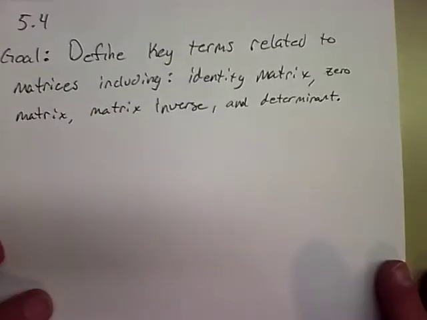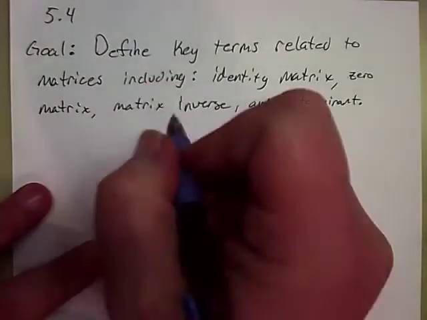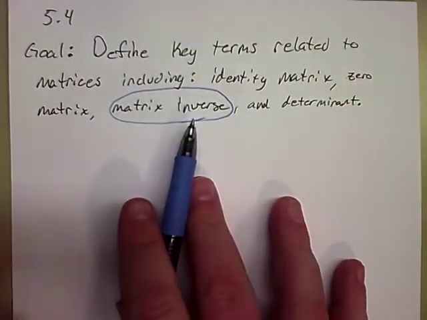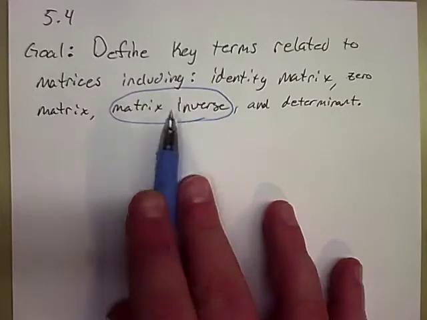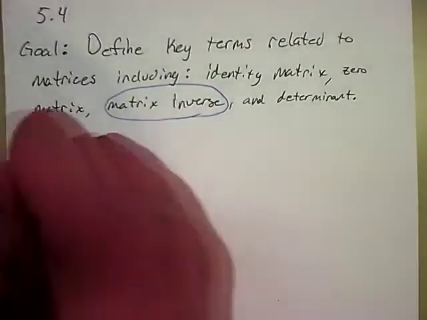All right, welcome to 5.4. Our goal here is to define some key terms related to matrices, including identity matrix, zero matrix, matrix inverse, and determinant. I will say this, matrix inverse or an inverse matrix, we're going to deal with that in 5.5, so I'm not going to define it here.